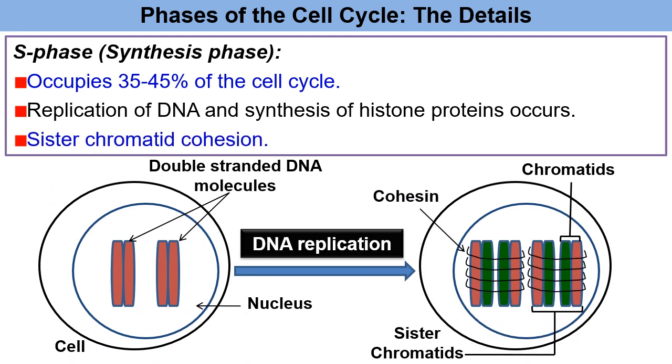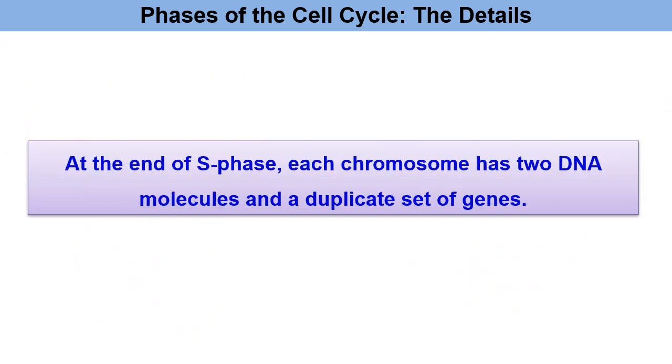The second important part of the S phase is sister chromatid cohesion. The sister chromatids are held together by the process of cohesion with the help of the protein complex called cohesin. This state of cohesion is very important as it links the sister chromatids together, and the cohesion ring is destroyed only during chromosome segregation, which occurs during the M phase of the cell cycle. So in summary, at the end of the S phase, each chromosome has 2 DNA molecules and a duplicate set of genes.